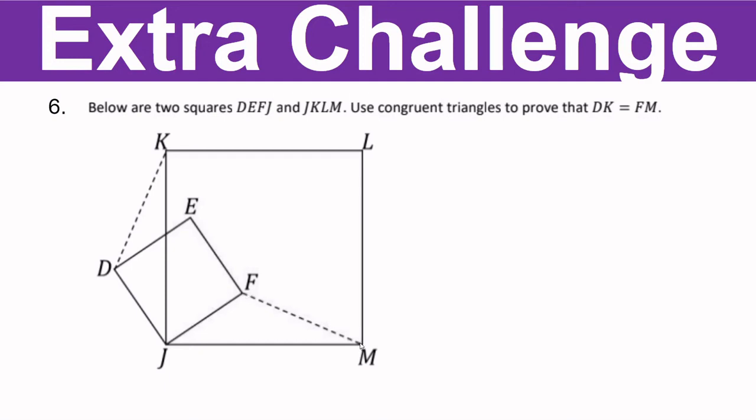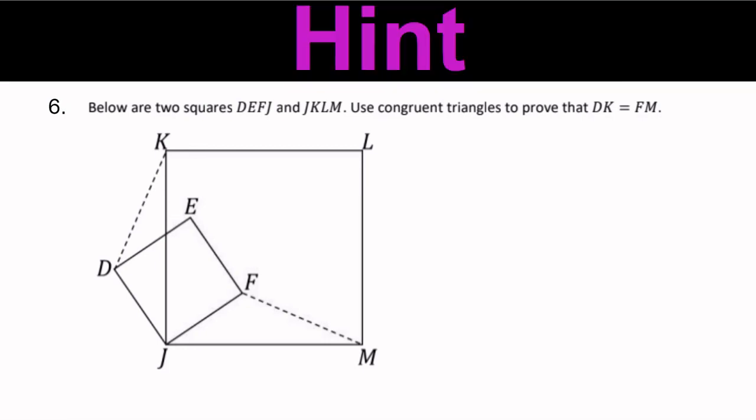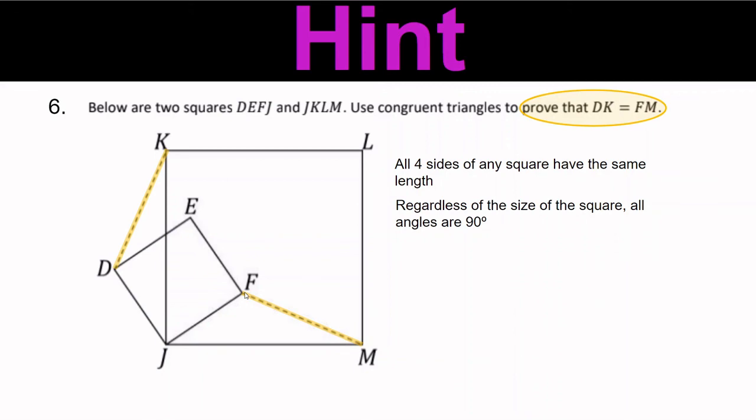So look for some congruent triangles there. We should know they are congruent, and if we know they are congruent, we know that these side lengths must be exactly the same size. If you need a hint, here you go. This is DK and this is FM. All four sides of any square have the same length. Keep in mind as well, regardless of the size of the square, all of the angles are 90-degree angles.